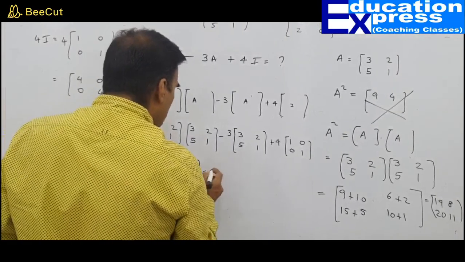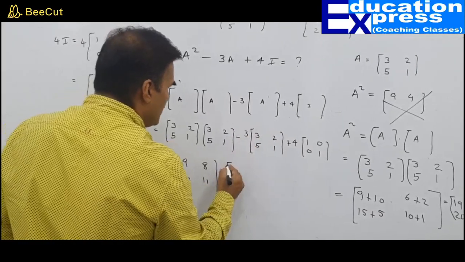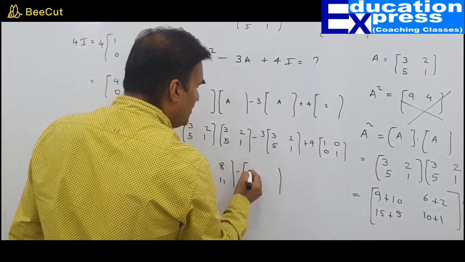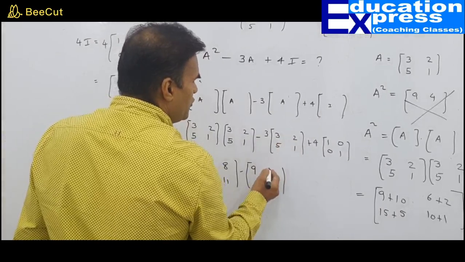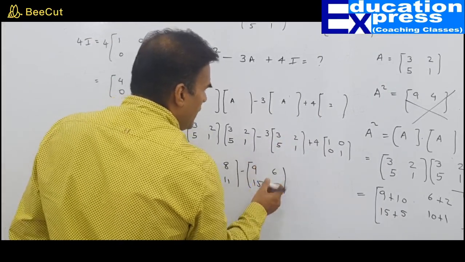Excuse me. Minus 3. Can I take this 3 inside? Of course. 3 3s are 9. 3 2s are 6. 15 and 3.